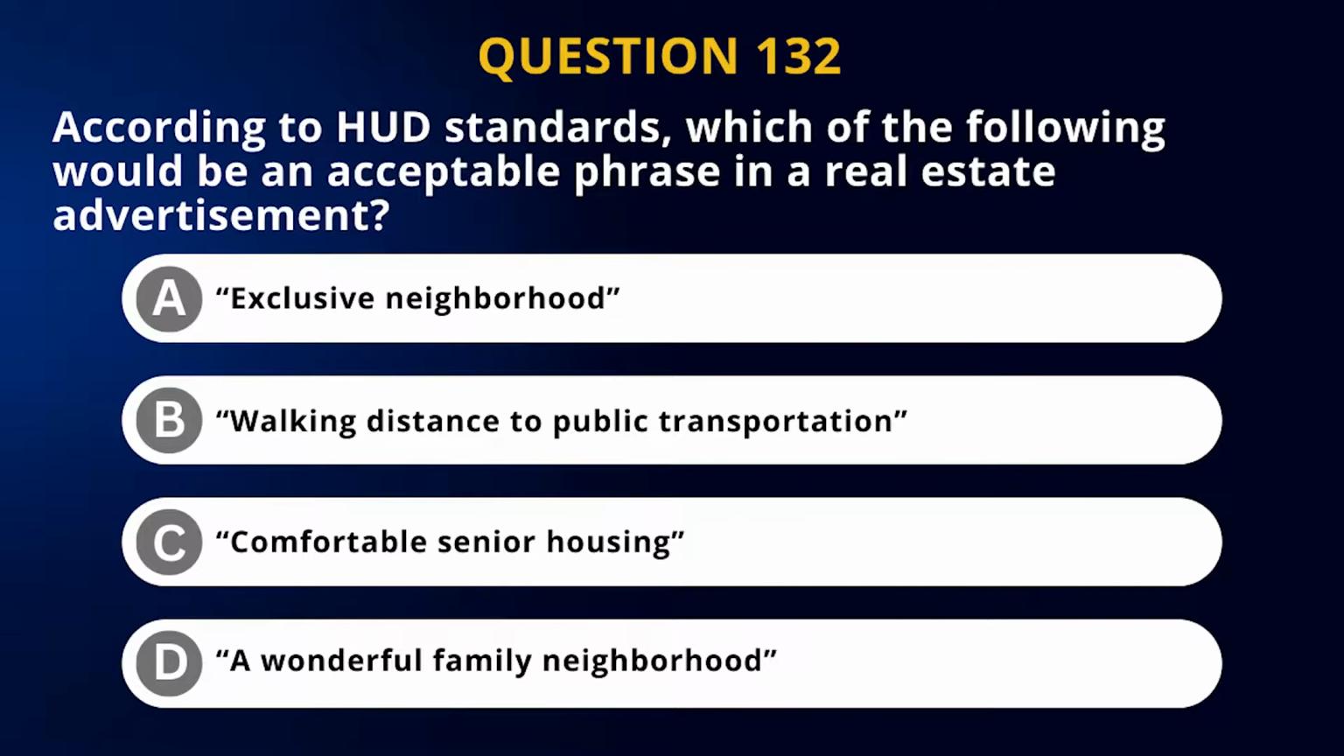Question number 132. According to HUD standards, which of the following would be an acceptable phrase in a real estate advertisement? Letter A, exclusive neighborhood. Letter B, walking distance to public transportation. Letter C, comfortable senior housing. Letter D, a wonderful family neighborhood.